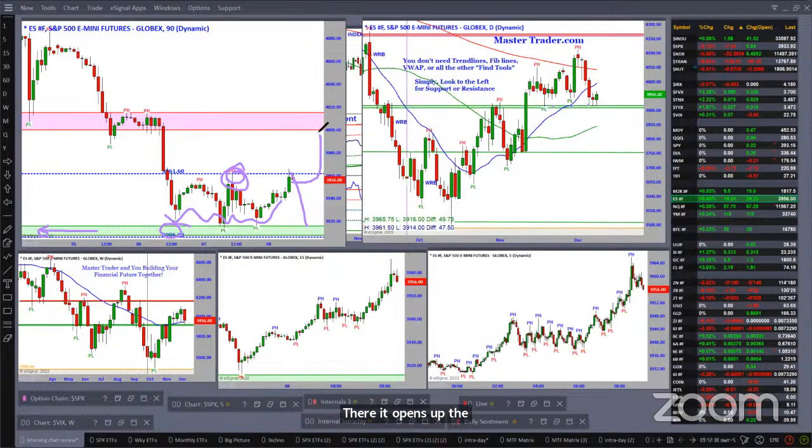Now, is it a significant move? Well, kind of, from a short-term basis. 5-minute chart, 15-minute chart, daily chart.